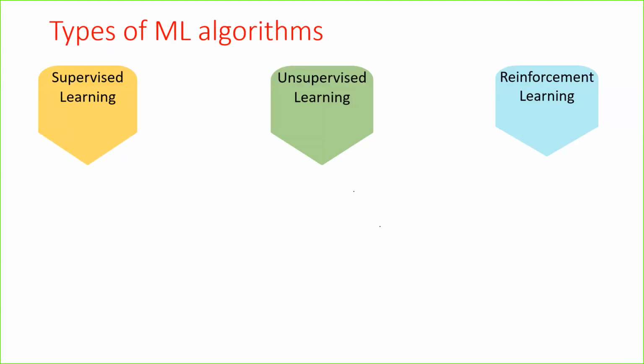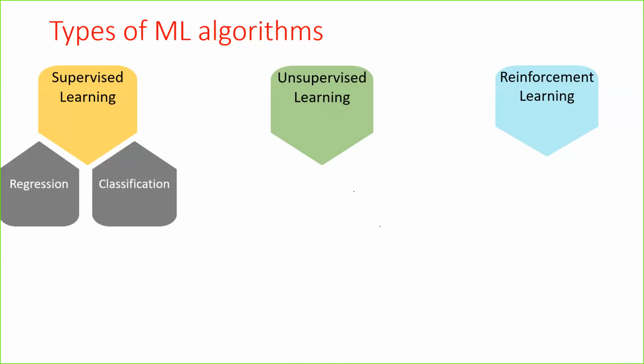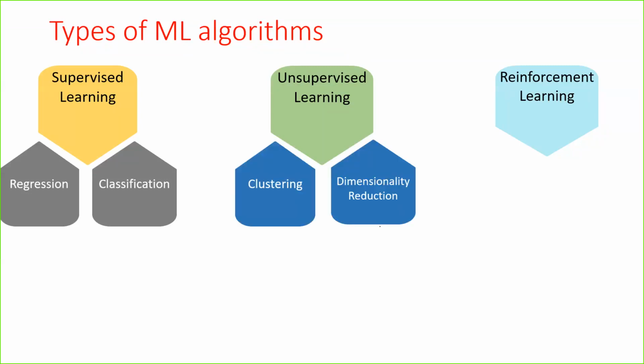Supervised learning, unsupervised learning, and reinforcement learning. In supervised learning, we work with labeled data. We'll see what we mean by labeled data. In supervised learning, we have two problems: regression and classification. We're going to focus on both of these problems. In unsupervised learning, we have clustering and dimensionality reduction. We're going to cover these two techniques as well.